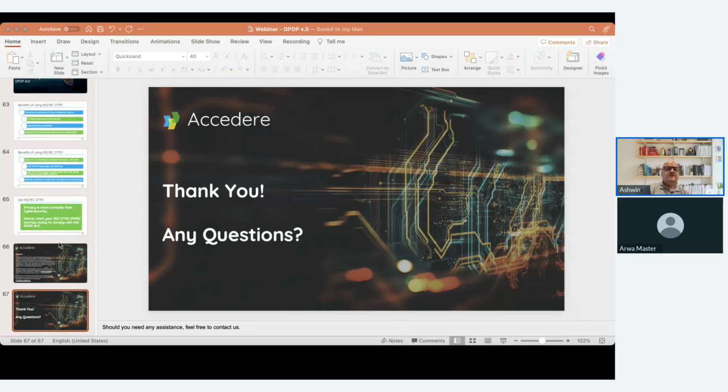How do I know if I'm a significant data fiduciary? I think the government will define those industries, those categories, that determine whether you will be a significant data fiduciary or not. The announcement will soon come.